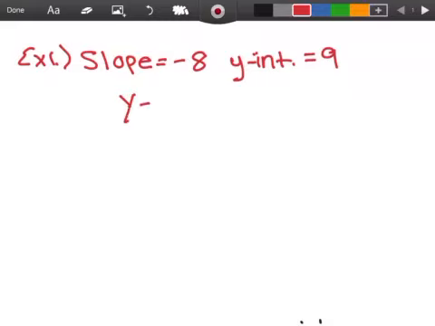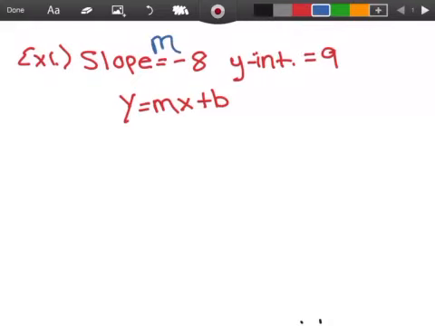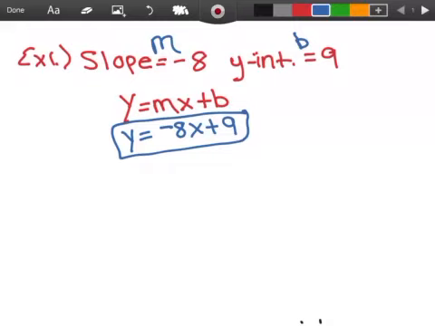Well, if you remember, your slope-intercept form, or your y-intercept form, is y equals mx plus b. If you're unfamiliar with that, go back a couple videos and watch that to get a refresher. All you're going to do is put this information in. Your slope is your m, so wherever you see your m, I'm going to put -8. And then your y-intercept is your b. That is +9. That is your answer. It's as simple as that. So you're just taking slope and putting it in place of m, y-intercept and putting it in place of b.